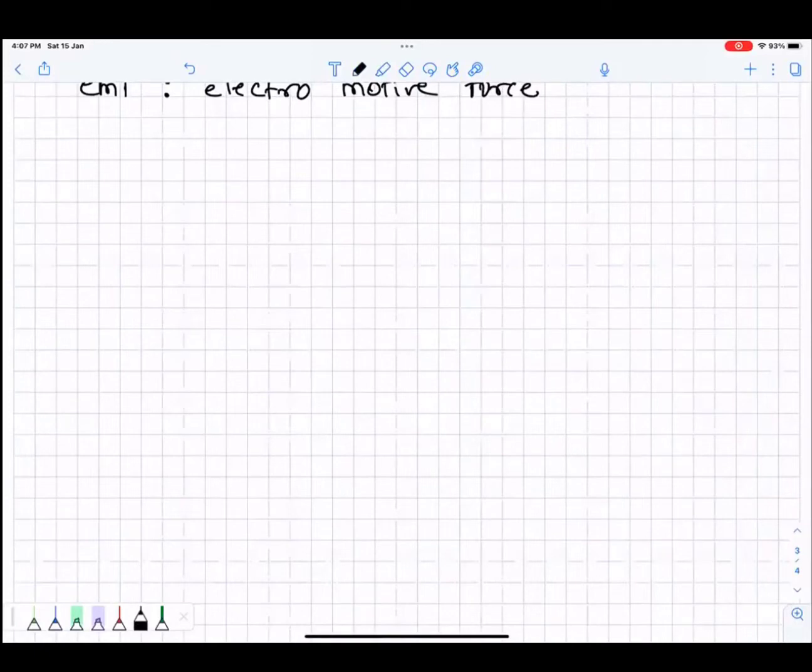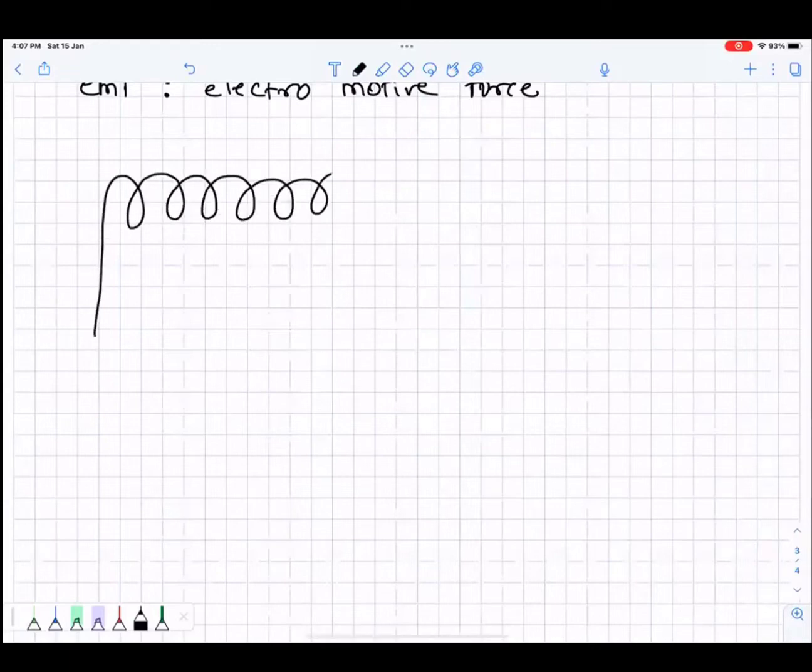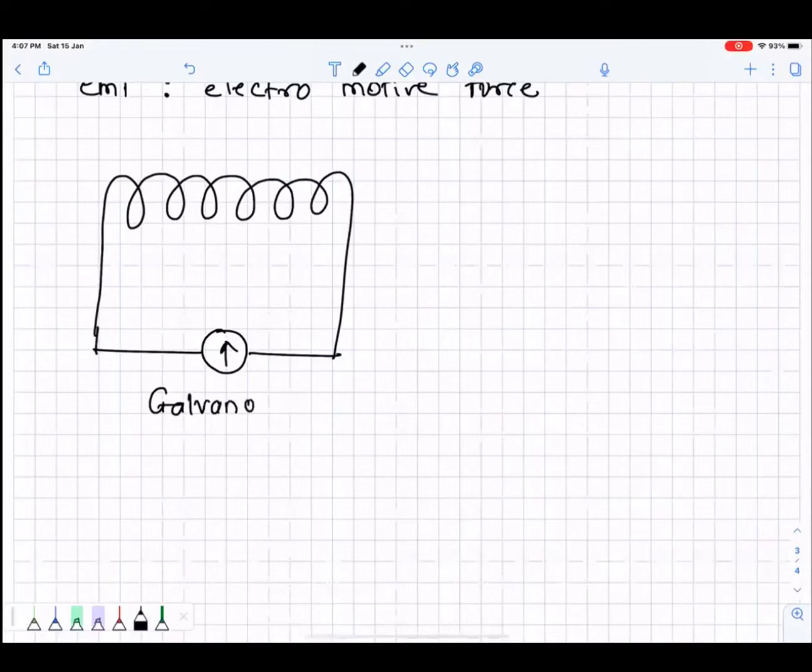Now, let's say out here, I have a coil. There is a circular coil, and the ends of this coil are connected to a center zero galvanometer. You know what a galvanometer is? A galvanometer will give you the direction of the current. And what do you mean by center zero galvanometer? Center zero means that the zero of the galvanometer is at the center.